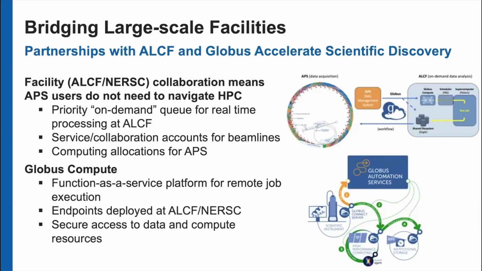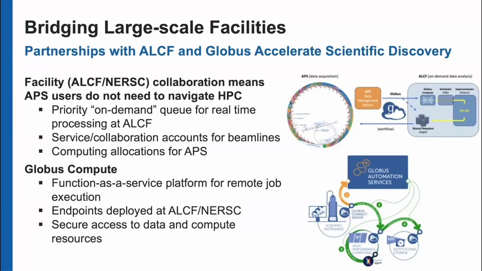We also have an ALCF service account for each of our beamlines, and the jobs that we submit will run as these service accounts. And then we have the dedicated computing allocation and project, which is specific for the facility. So we have our own hours that are meant to be used for APS experiments. And we do make use of Globus Compute. So we have a Globus Compute endpoint that is deployed on the Polaris machine, and this is what we submit a job to.